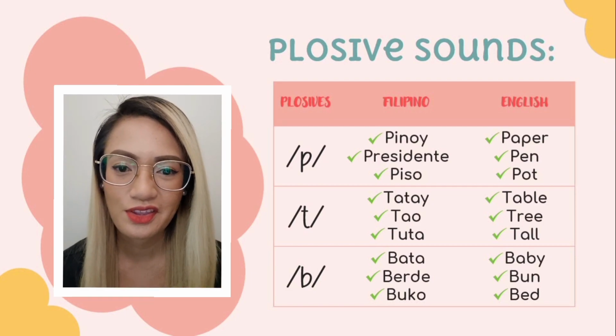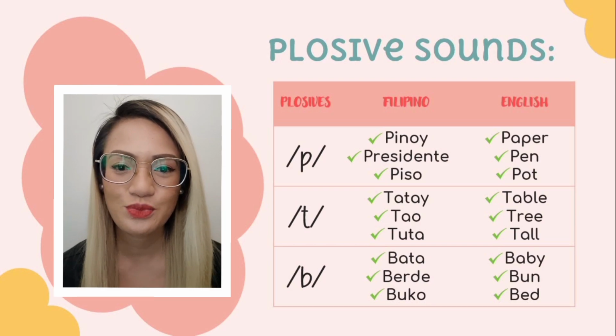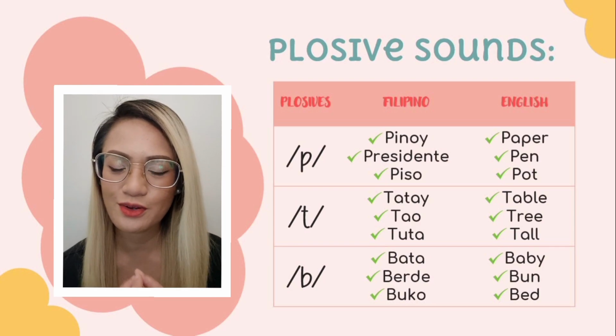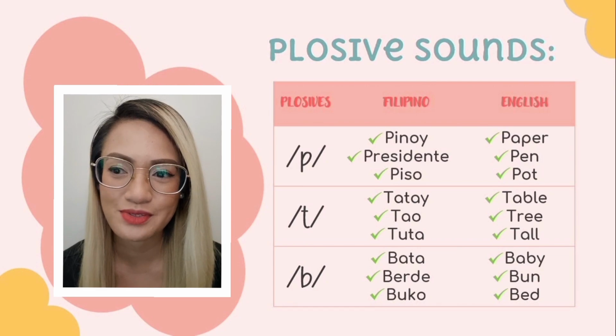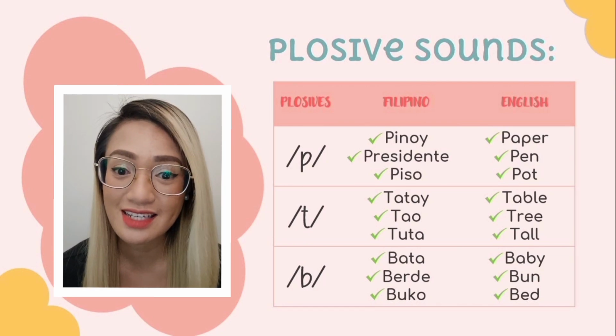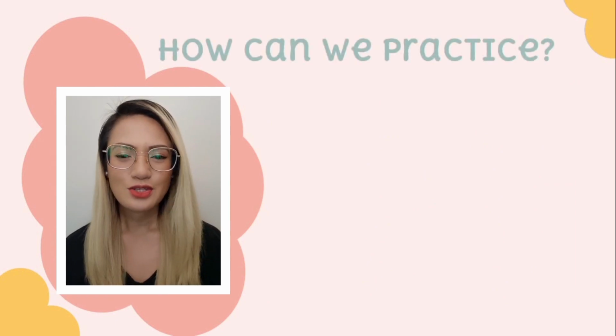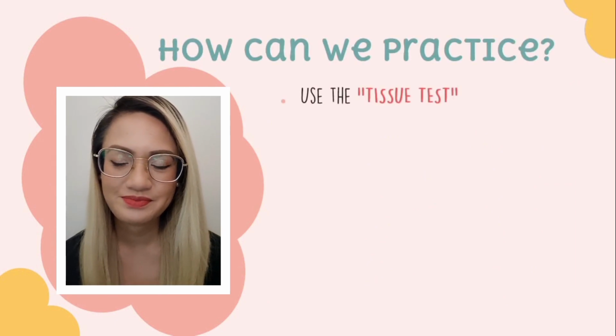So you see, there are differences between plosive and a flat sound. So we add a puff of air when we pronounce the plosive letter sounds. And so it goes with the other letters such as letter D or D, letter K or K, and letter G or G. So how do we practice this one?